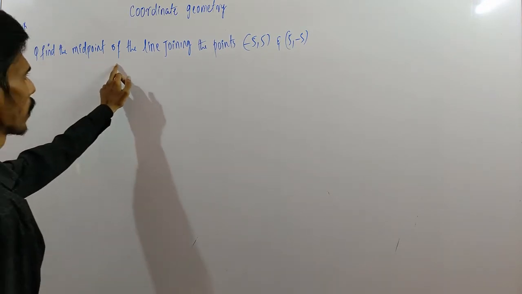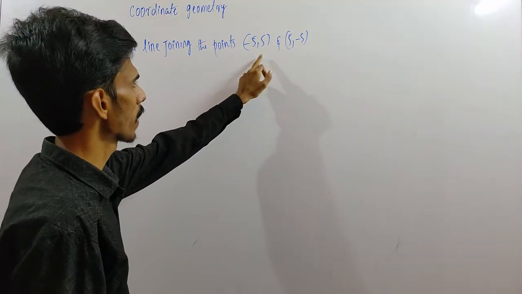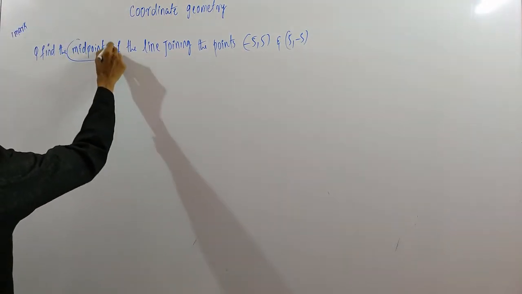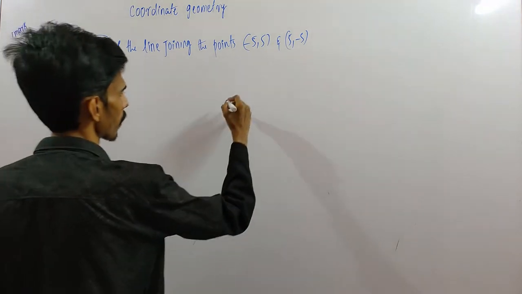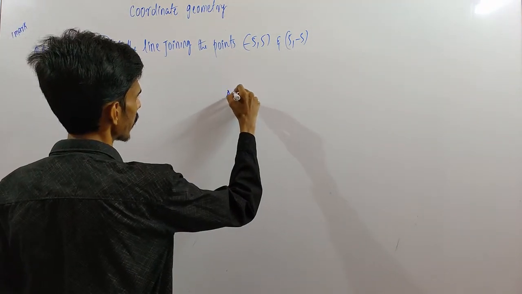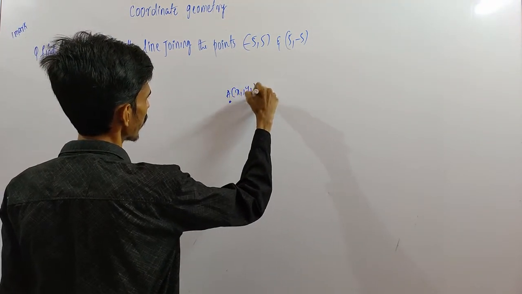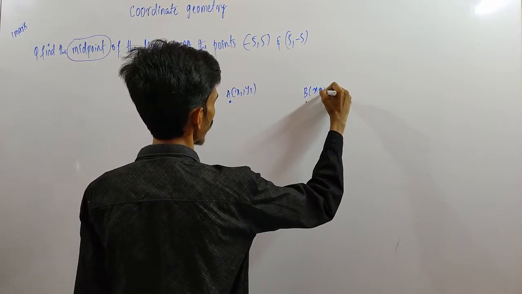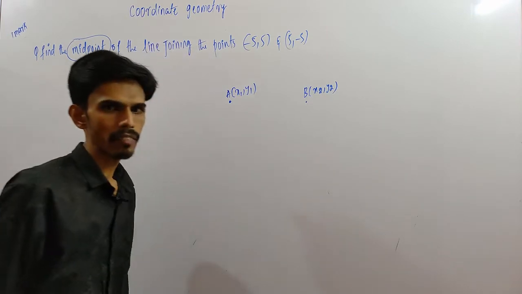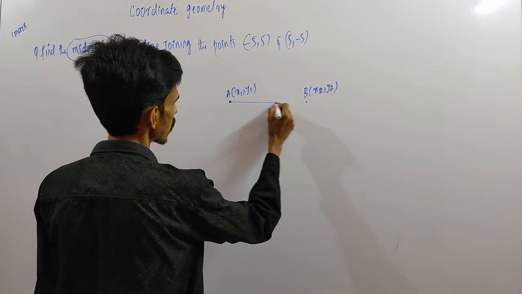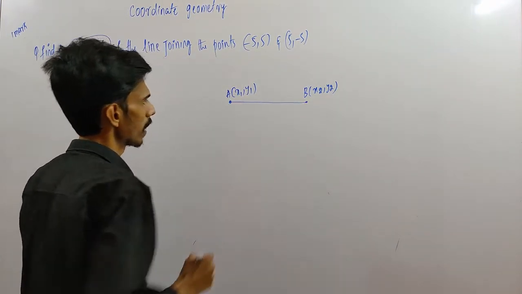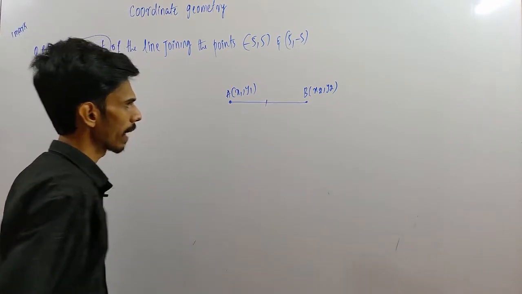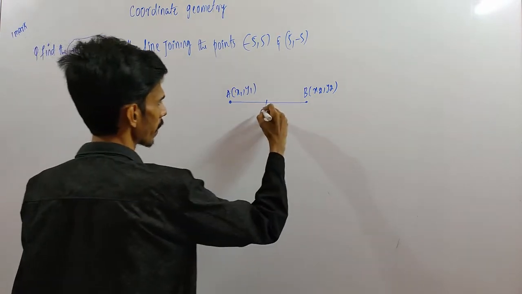Find the midpoint of the line joining the points (-5, 5) and (5, -5). Here we have been asked the midpoint. Let us take a point A of (x1, y1), another point B of (x2, y2). We have 2 points. Join these 2 points. We have a line segment. Here we are required to find the midpoint, that is the middle point.